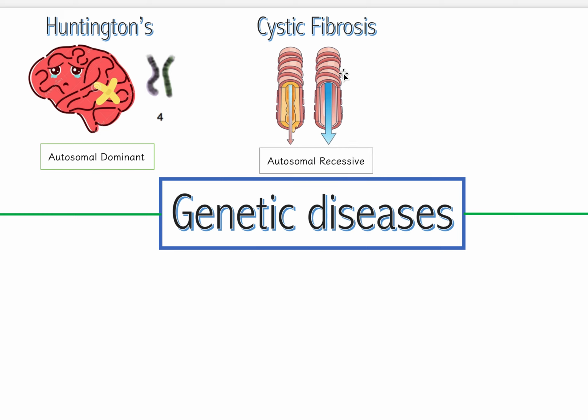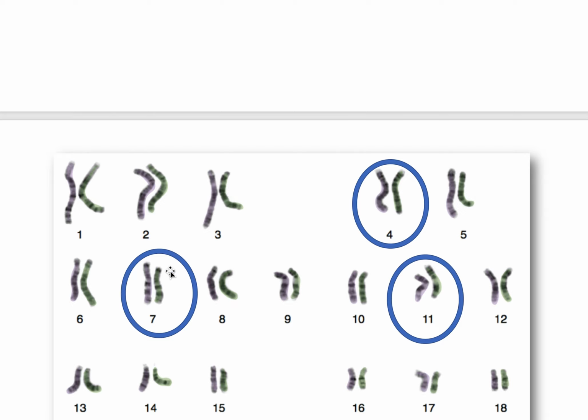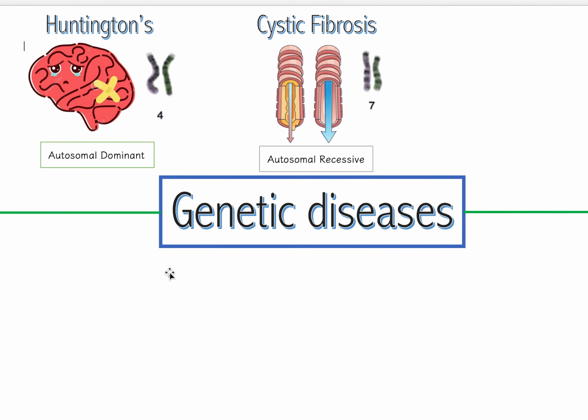Autosomal recessive, meaning to get this disease, you need to have a problem on chromosome 7, so here, and you need to have both of your alleles of this specific trait be recessive, okay? Recessive.